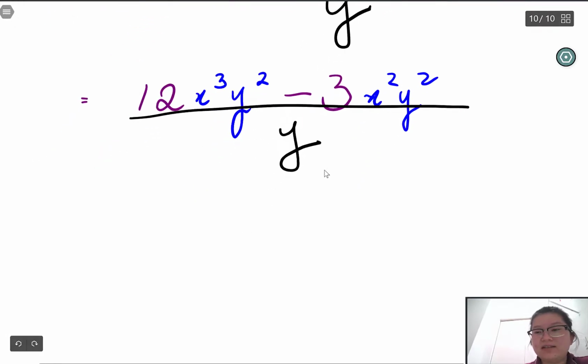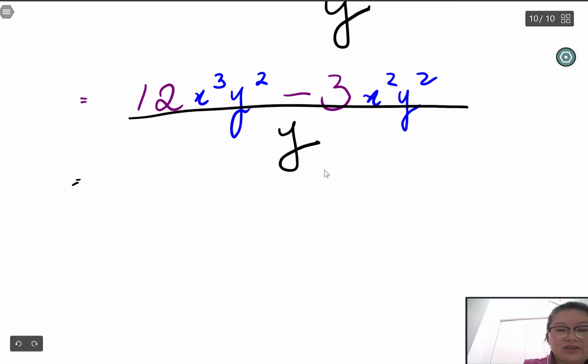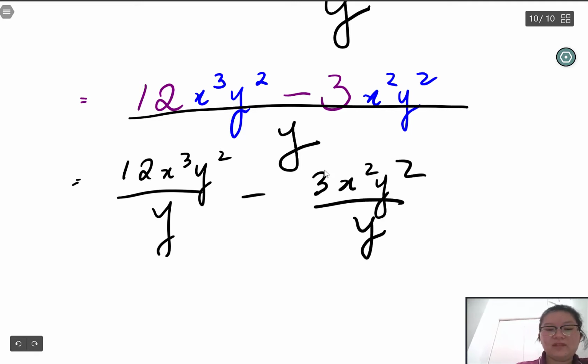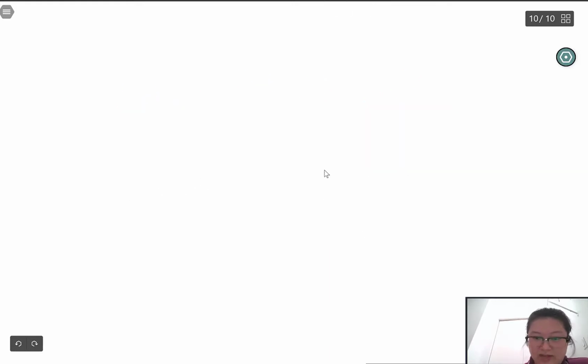Okay, the next thing is we are going to divide every single term by our y. So that is 12x to the power of 3, y to the power of 2, divided by y minus 3x squared y squared over y. Okay, so that's what I would do next.